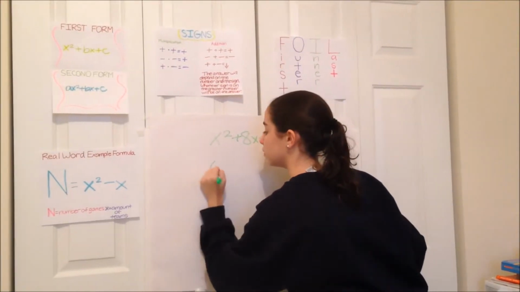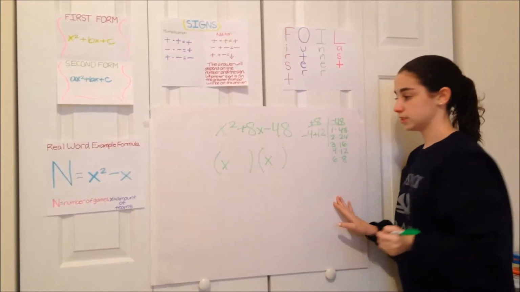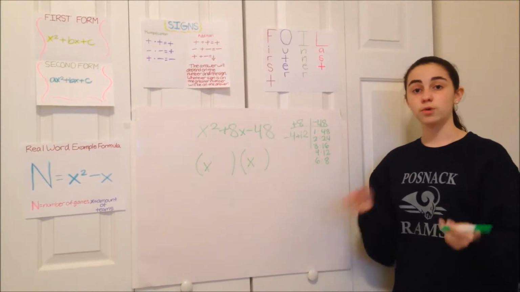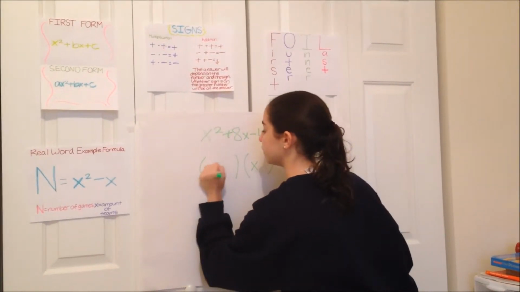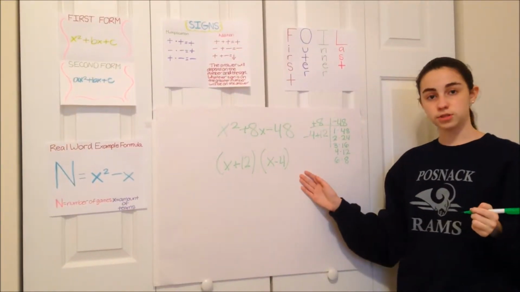So if we set up our binomials just like that, then we can plug in the 12 and the 4. It does not matter where you plug in the numbers as long as they have the correct signs. So I'm going to plug in the 12 here and the negative 4 here. This is the answer to the problem.